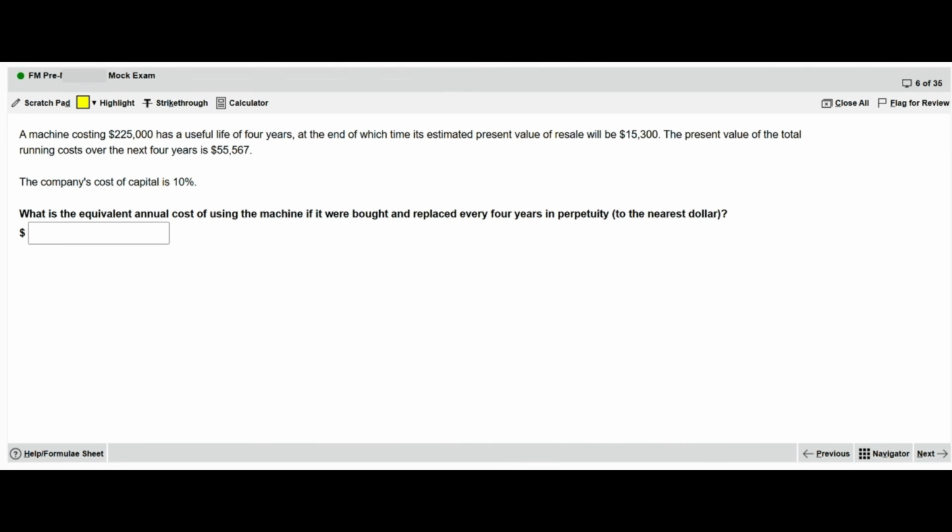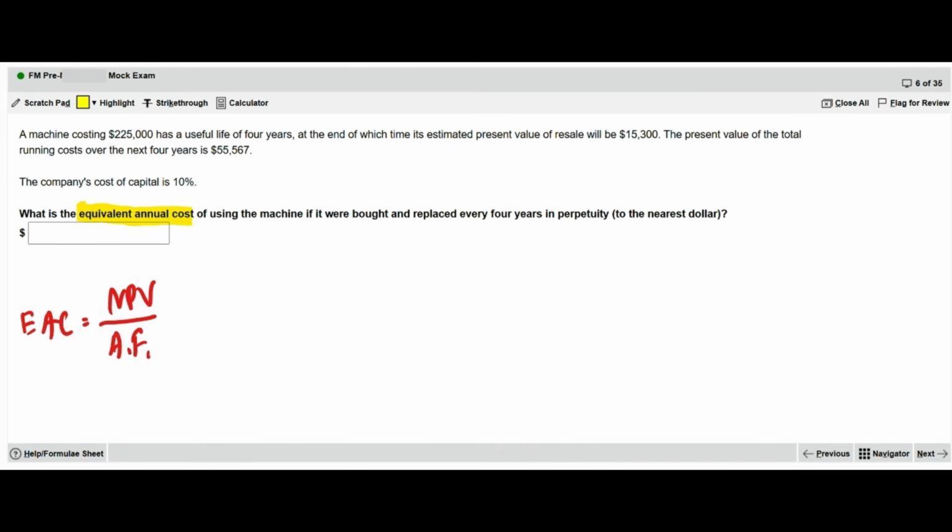We've got a tool for it, and the tool is called the EAC, equivalent annual cost. And the formula of equivalent annual cost is NPV of cost of one replacement cycle divided by the annuity factor of that many years. So here, I would want you to pause the question at this point, try solving it yourself, and then get back to watch the answer.